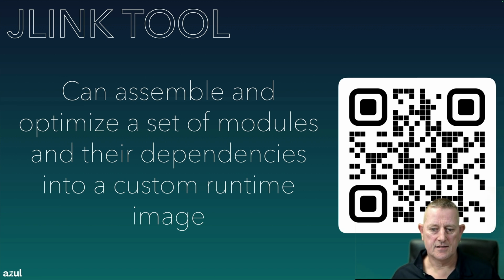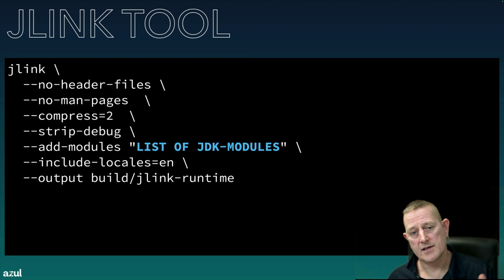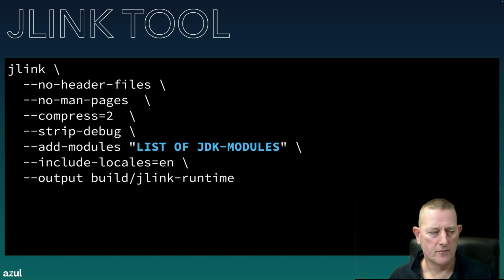The idea is just take all the modules, provide the list of modules, and then create a runtime image out of these modules, right? Therefore, we have some command line parameters that we can see here. I don't want to go through all this stuff. The most important one is the add modules, and that contains the list of all the modules that you need.